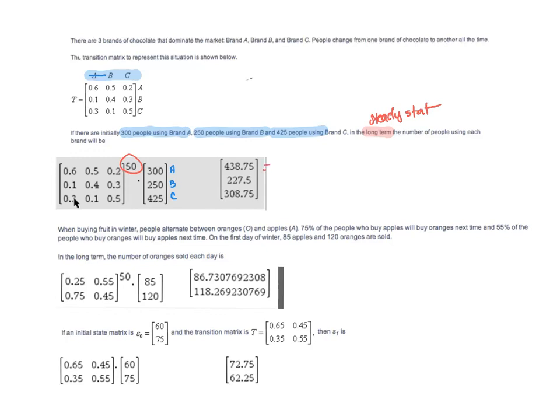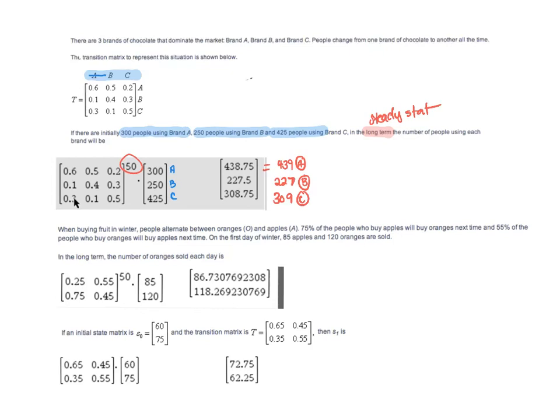Now these are people, so for each brand I'll probably round it up. So I say 439 for A, 227 for B, because I'm going to round this one up, 309 for C. And remember they just have to add up to the original amount of people there. So we need this to be a 7 for it to be the same amount of people as in the beginning.